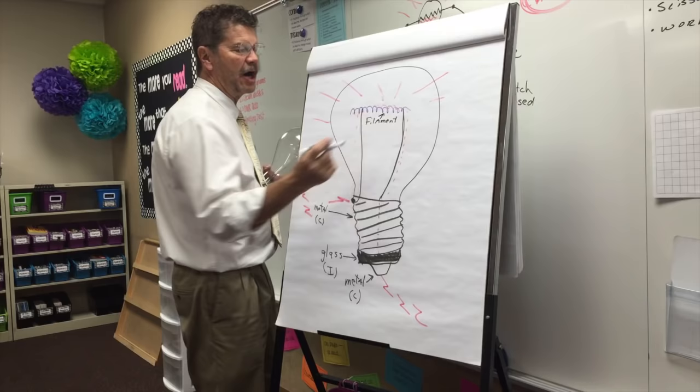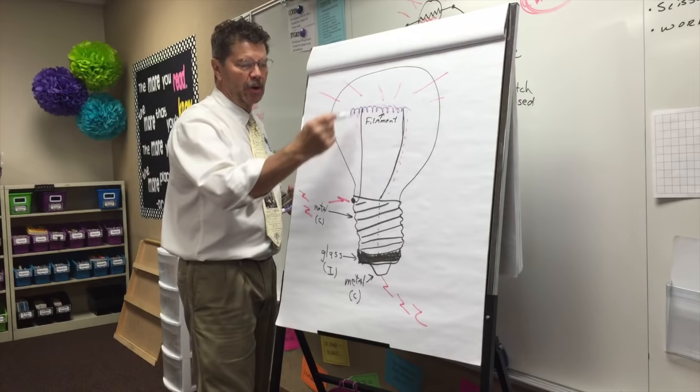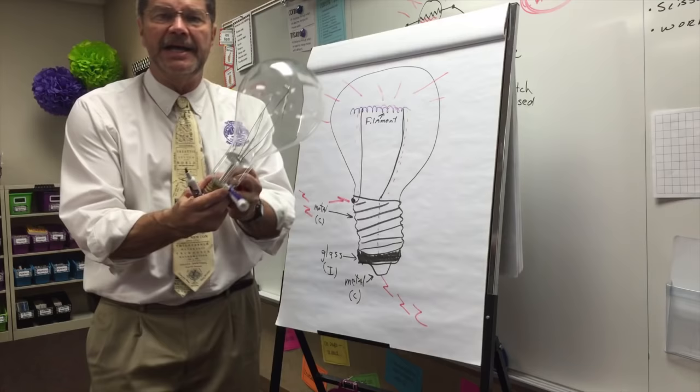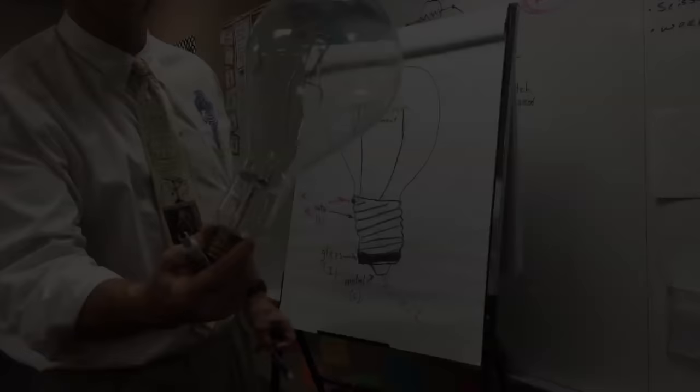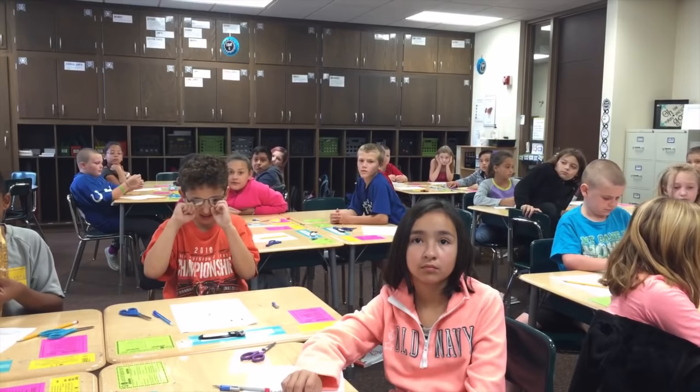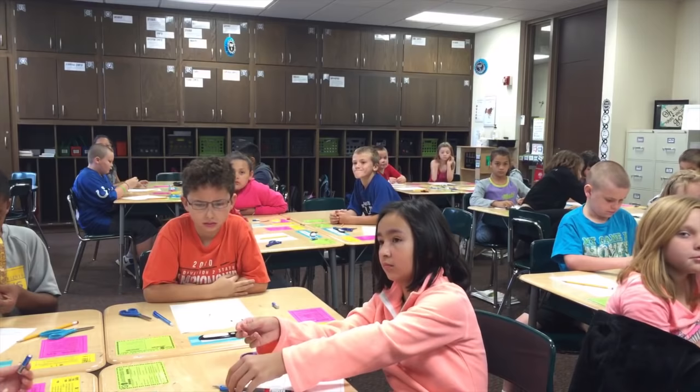But look, electricity has to come in, go up, go out, just like a circuit. Go ahead and make your drawing that has the parts that you see right here. Okay, so you now have your light bulb and your battery. See if you can make it light up. Follow your diagram and see if you can get the light bulb to light up.